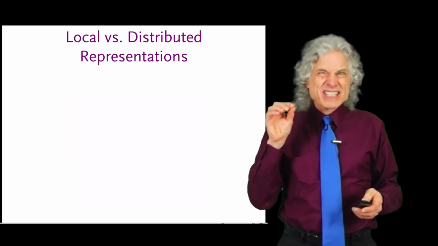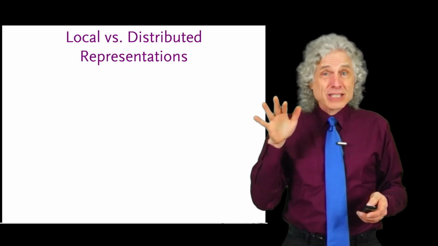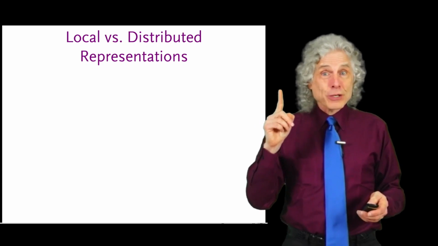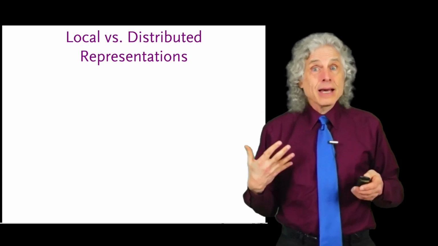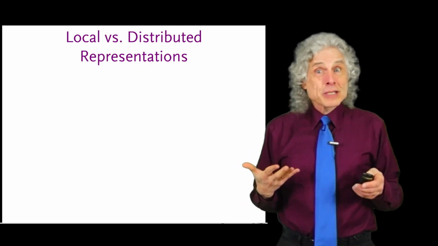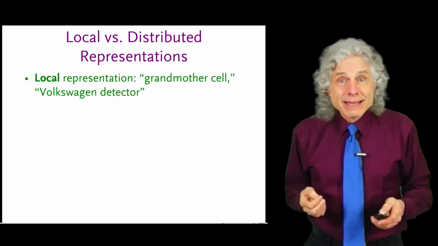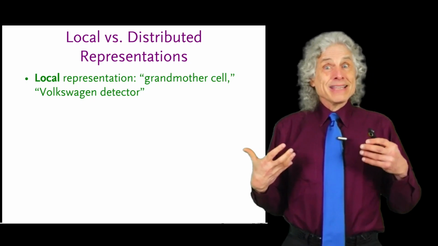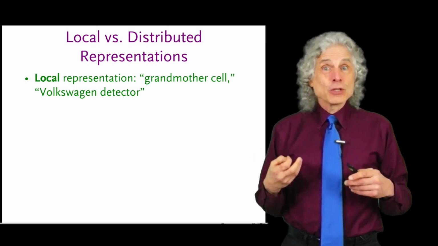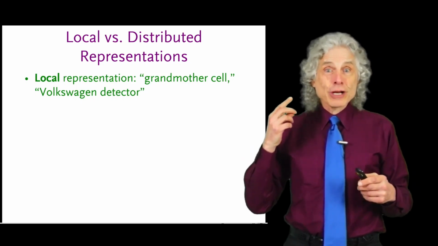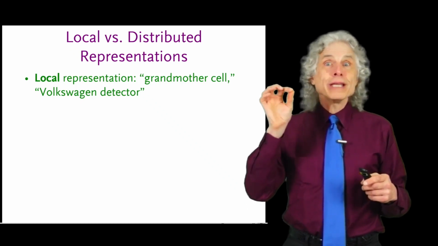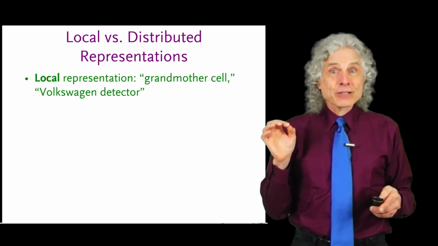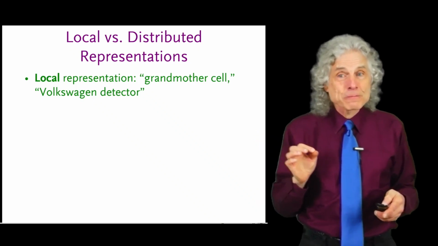In showing you a single neuron that responded to a monkey's face, I don't want to make it seem as if for every concept in the brain there is one neuron. This is a possibility that has long been debated within neuroscience. These are called local representations. A satirical term for them was the grandmother cell, the hypothetical neuron in your brain that would respond only when you saw your grandmother's face. Sometimes also called Volkswagen detectors or yellow Volkswagen detectors.